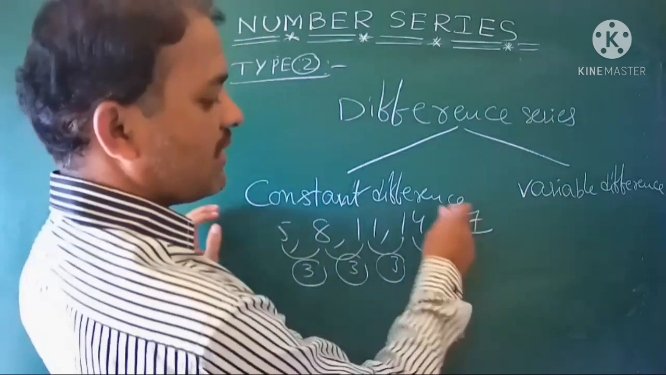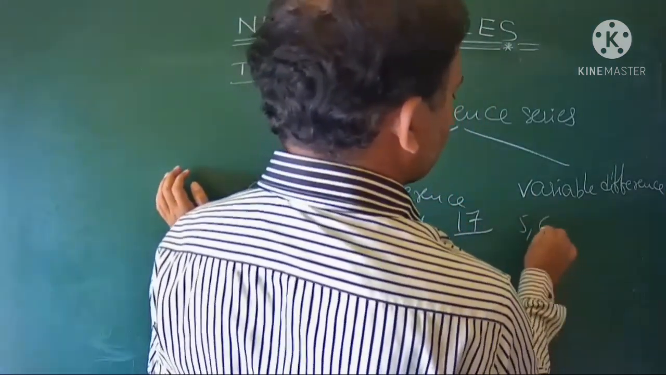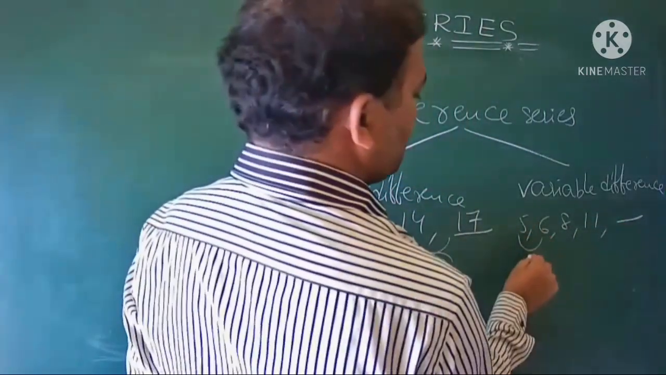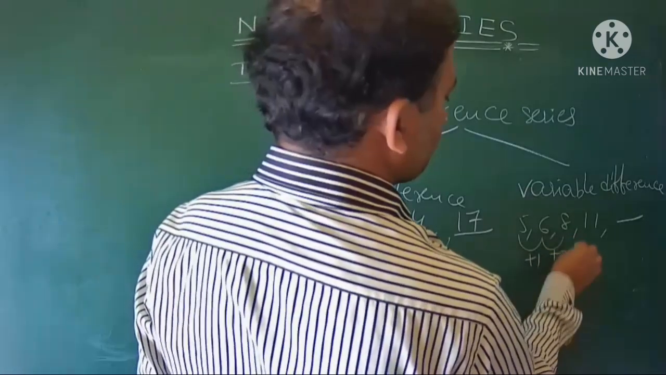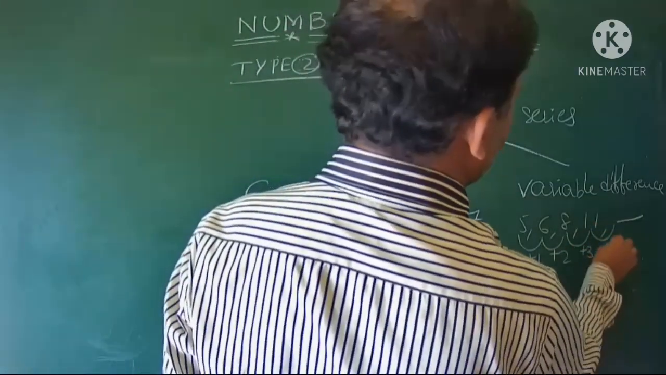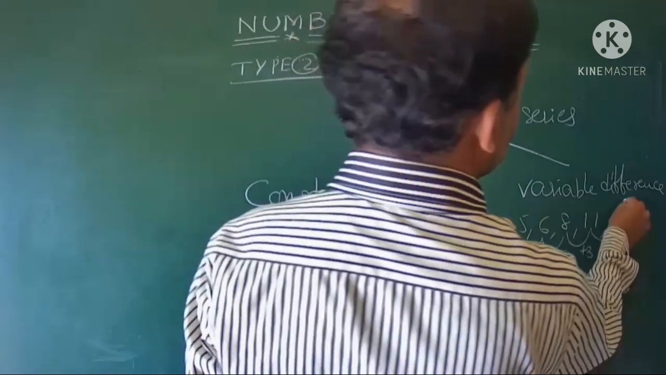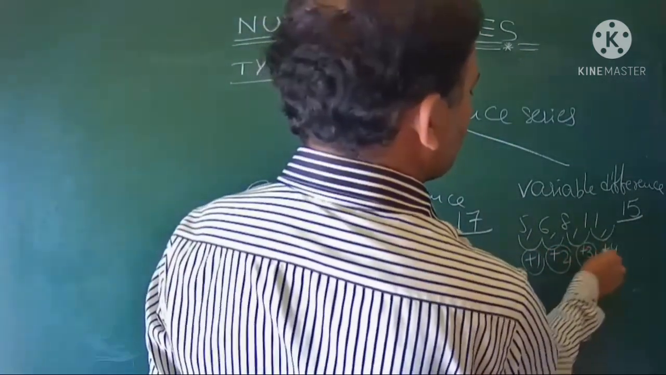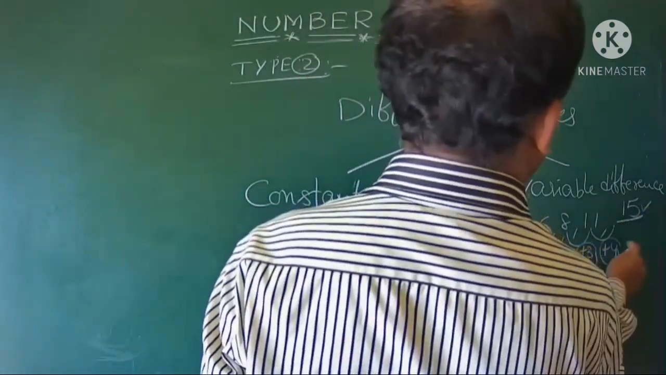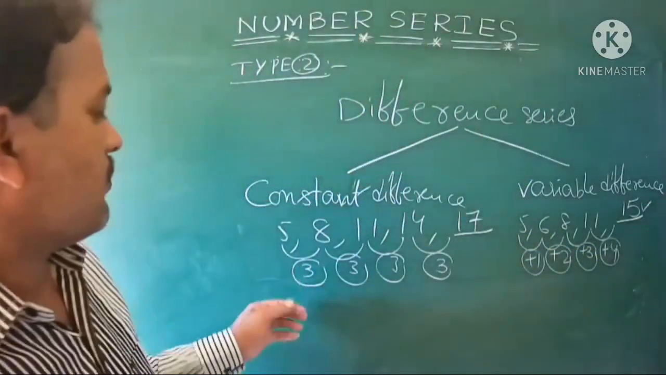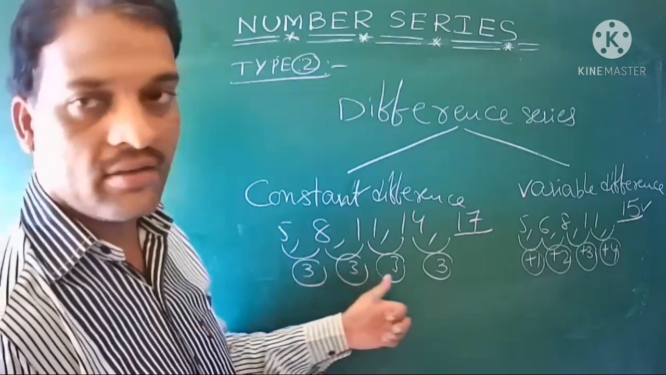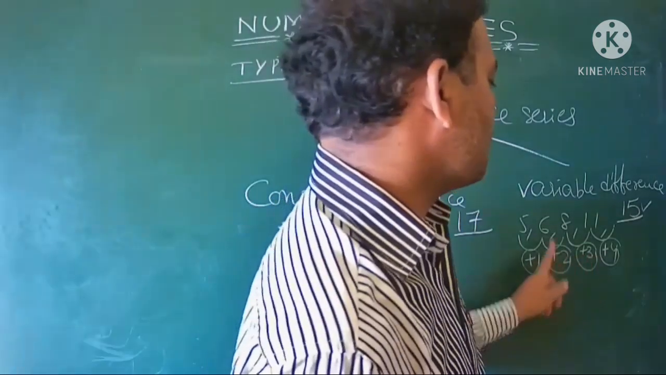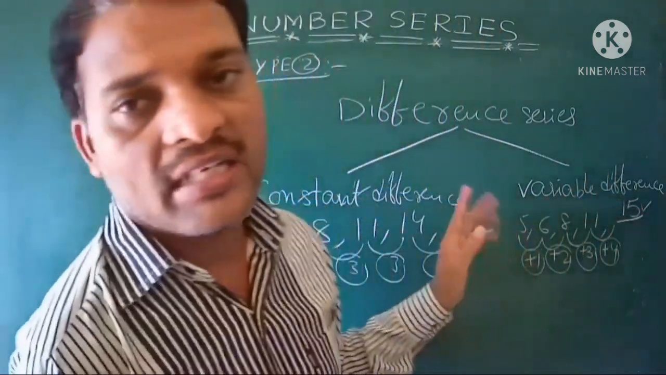Again similarly, what is variable difference? Here 5, 6, 8, 11, dash. Once you observe this, what is the difference here? Your difference is plus 1, plus 2, plus 3. So next I want the difference plus 4, so 11 plus 4 is nothing but 15. Here the successive term differences are not constant, the successive terms difference is variable, so it is called variable difference.